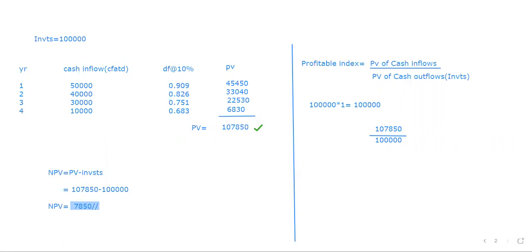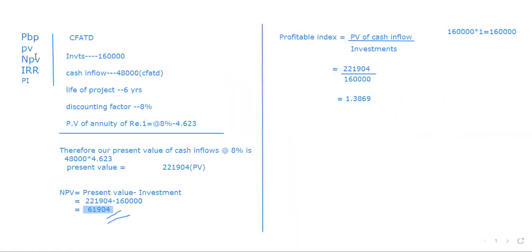1,07,850 divided by 1 lakh is equal to 1.0785. So this is your answer for the profitability index. As I have told you here, the NPV and the PI go together.